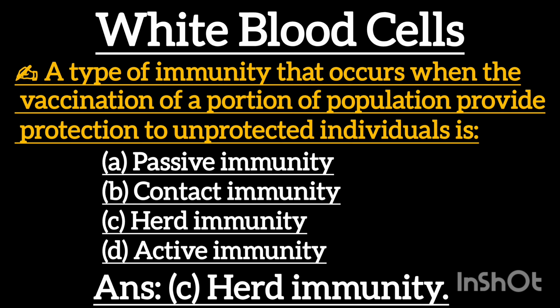Next one: a type of immunity that occurs when the vaccination of a portion of the population provides protection to unprotected individuals is? Option A, passive immunity. Option B, contact immunity. Option C, herd immunity. Option D, active immunity. Correct answer is option C, herd immunity.